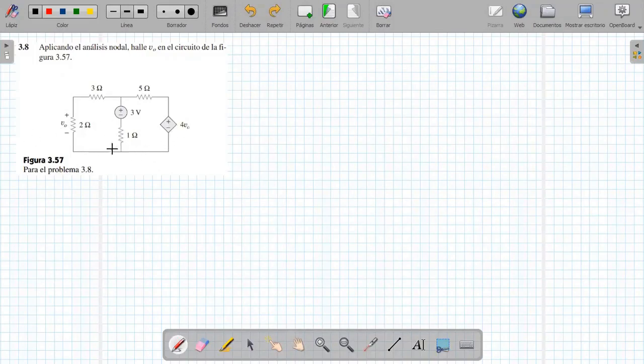Now, first what I do is draw the circuit again to make the analysis easier for me. This is optional, right? You don't necessarily have to redraw it. But when you are starting to analyze and apply, I would advise you to do it, since when you have experience, you could avoid this step.